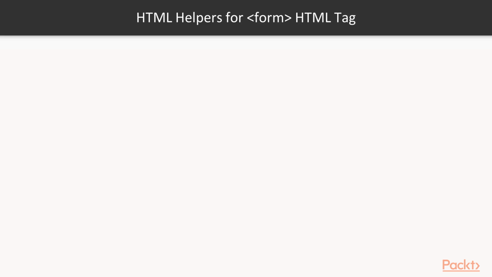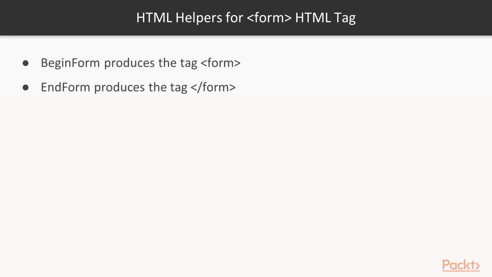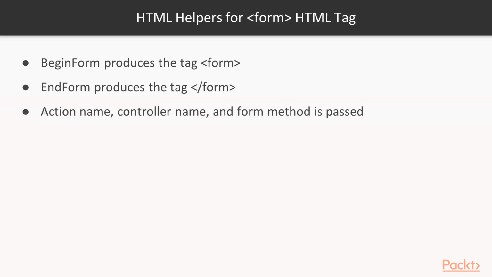You can produce a form tag using the HTML helpers. It starts with BeginForm, which produces the form tag in HTML. It ends with EndForm, which produces the closing form tag in HTML. It requires the action name, the controller name, and the form method to be passed. Form method can be of type get, post, etc. It produces a form block with appropriate action and method attributes.